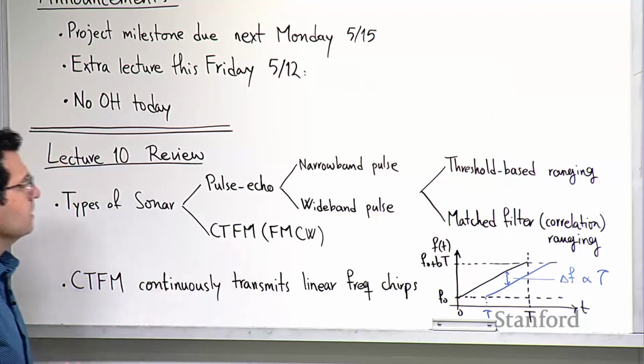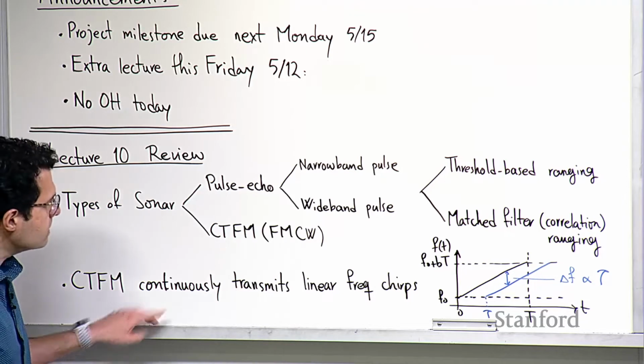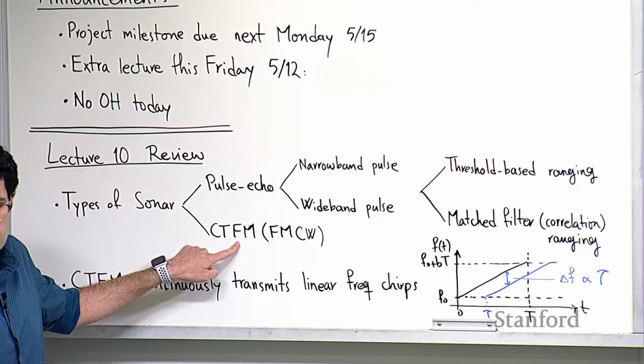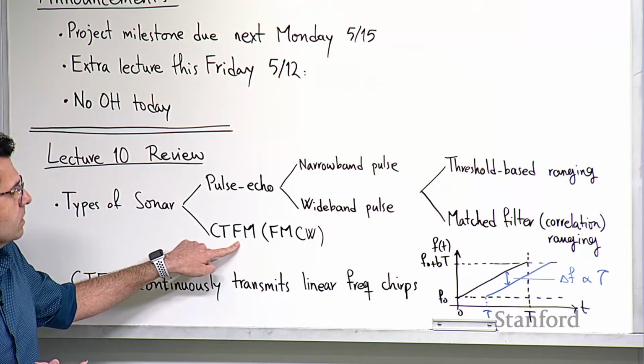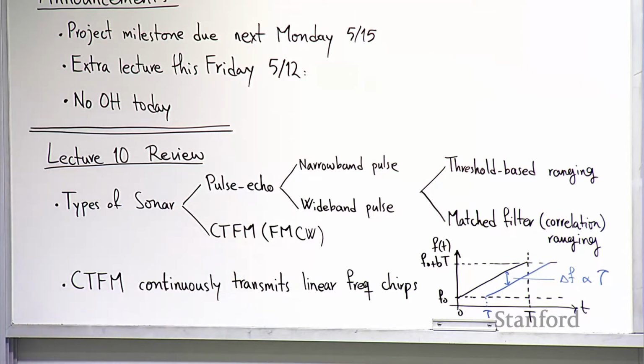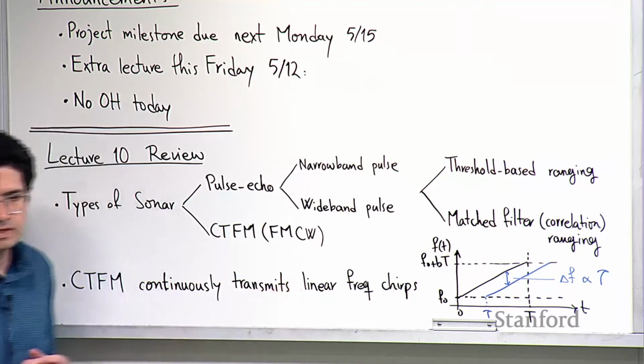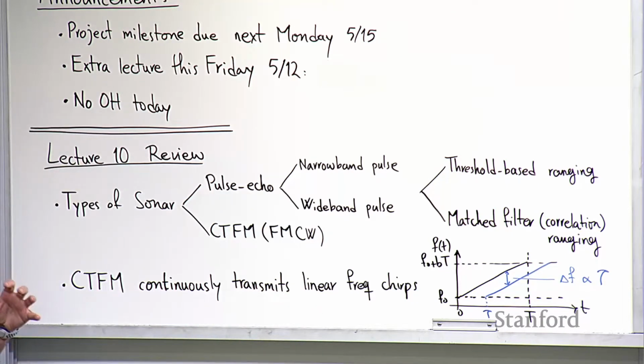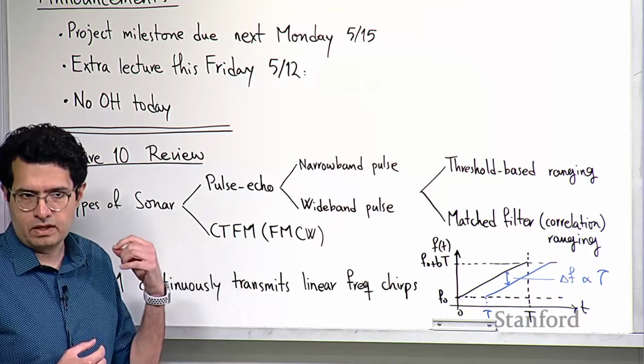CTFM sonar. And the FM part of it, the frequency modulation, is there because these systems typically send a very specific type of waveform, which is a linear frequency chirp. What a linear frequency chirp is, is a signal in the time domain designed such that if you calculate the instantaneous frequency of the signal, it varies linearly over time, right?